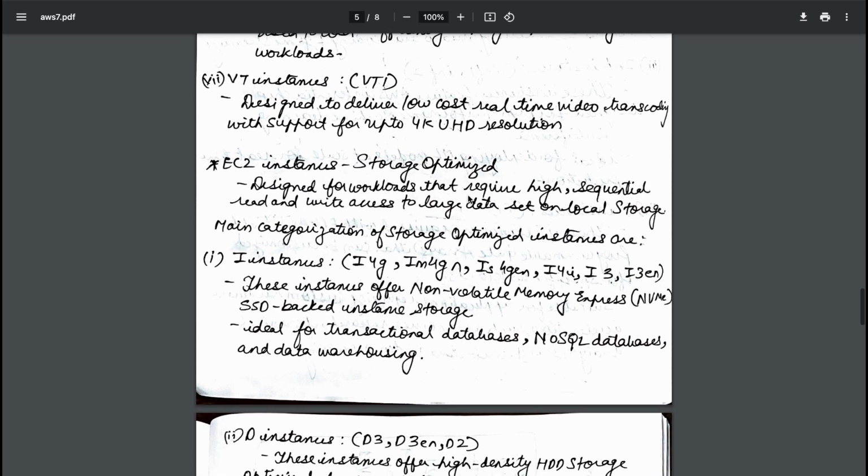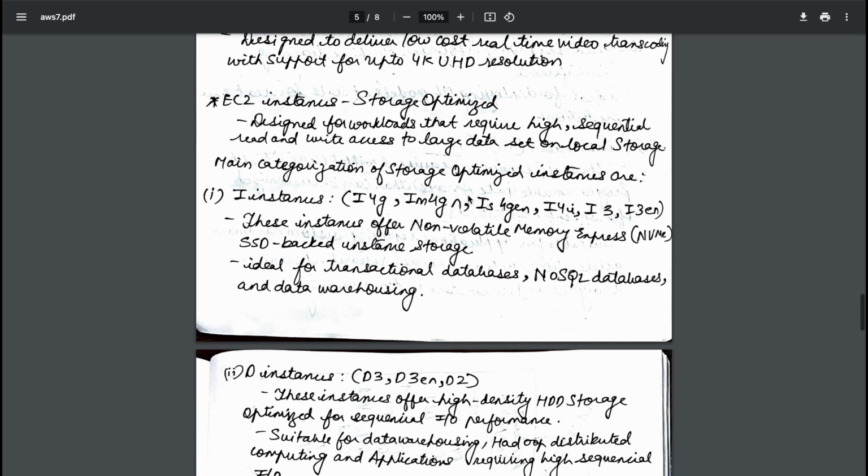The last is VT instance, which is of type VT1. It is designed to deliver low-cost real-time video transcoding, which supports up to 4K UHD resolution. Example, YouTube videos. Next is storage optimized.